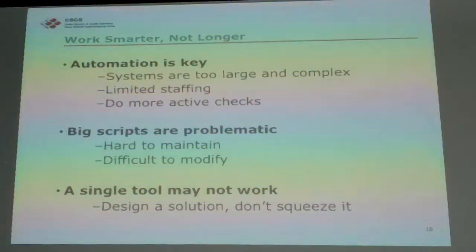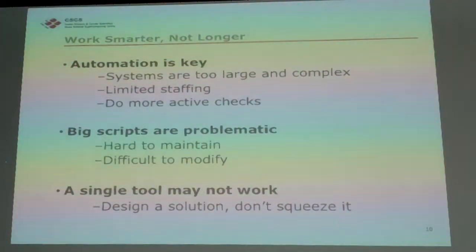Converting from passive to active checks also reduces the impact on staff. If you can take 50% of your interrupts and automatically handle them without manual intervention, you've just freed up your staff to do more work.